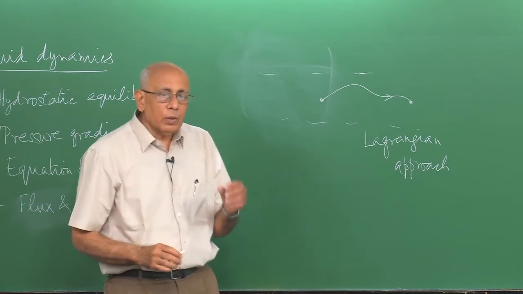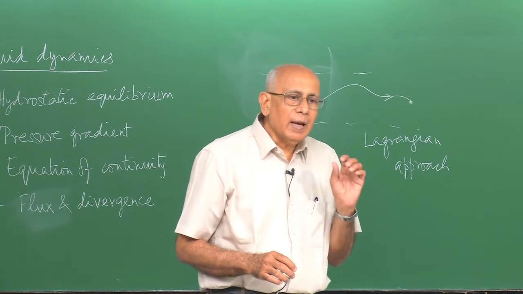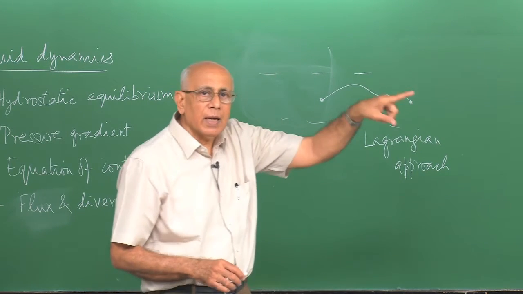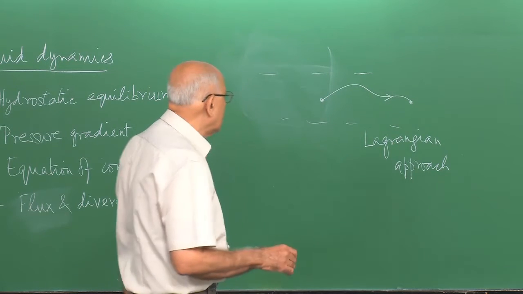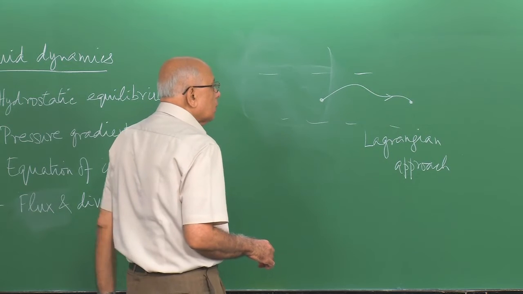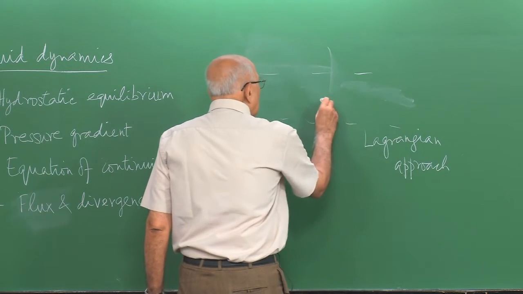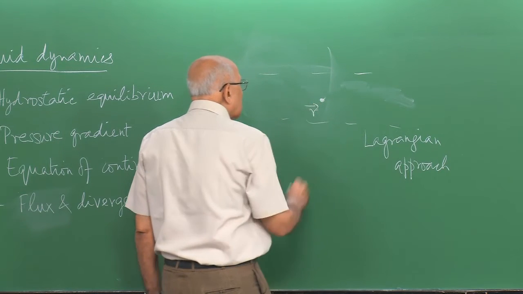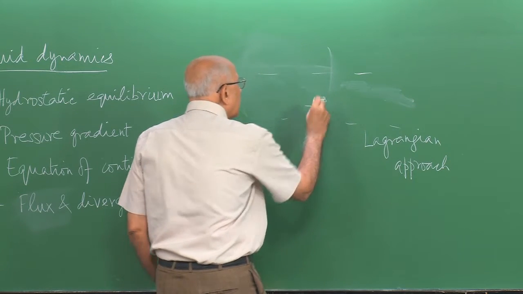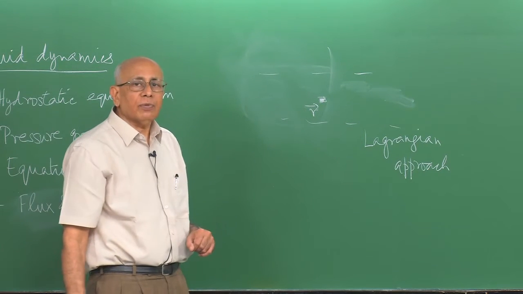Where you focus on any given individual fluid element and watch its motion as a function of time through the fluid. On the other hand, there is another approach to it, which is the following: we focus on a particular location. So, I focus on a location whose coordinate is r and look at what sort of flow you have at that point at any instant of time.